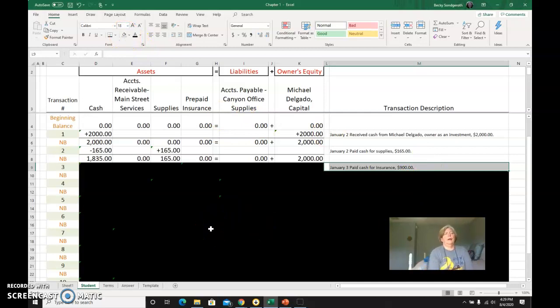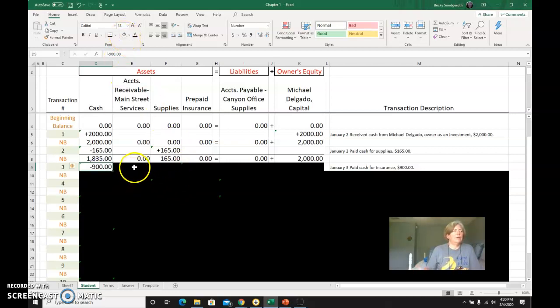January 3rd, I paid cash for insurance, $900. Starting over here again, did anything happen to cash? Well, yes, I paid cash, so cash was affected. It is an asset. Is it going up or down? It's going down because I paid cash. The business paid cash. So it's going down $900.